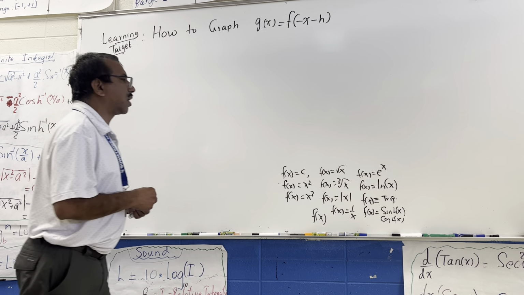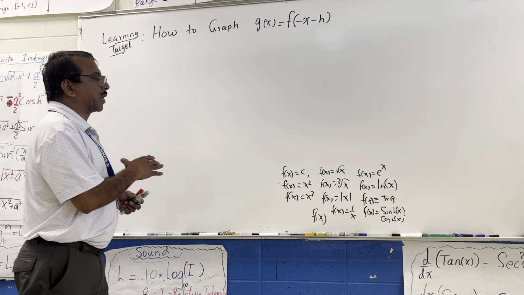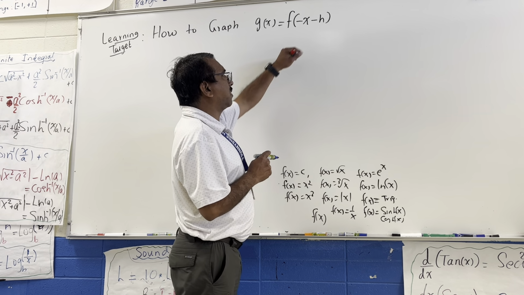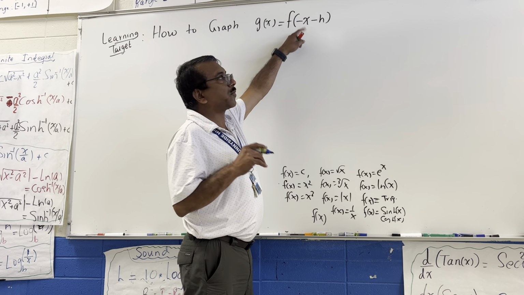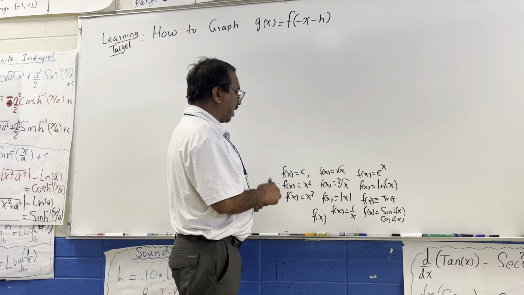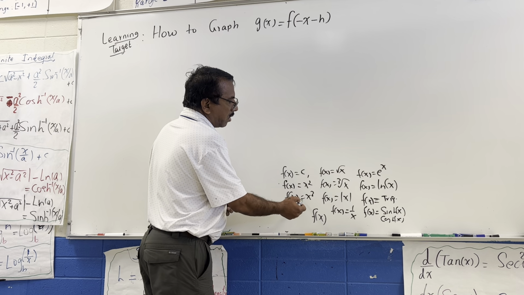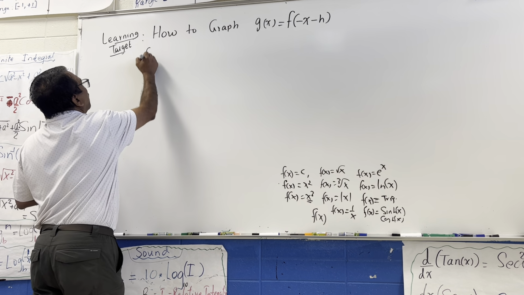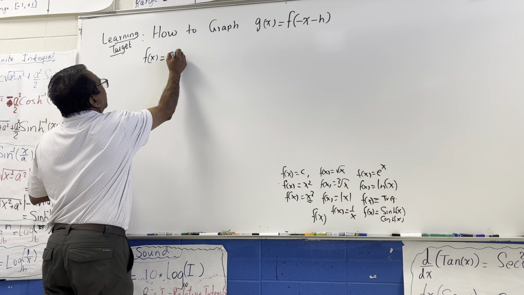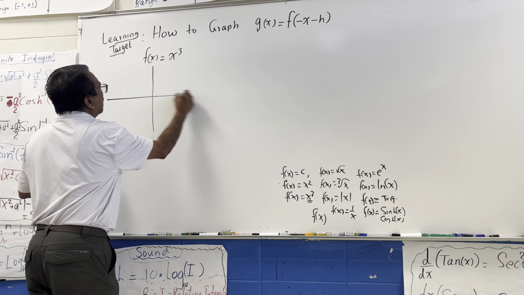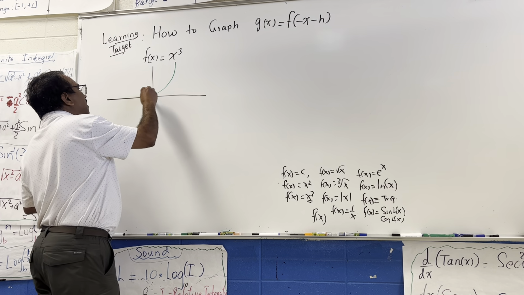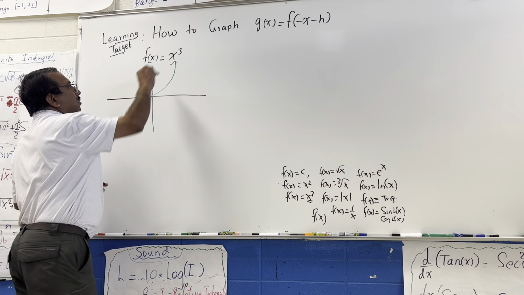So the question is, how do we transpose a function of this form? I'm going to take an easy example. Let's say I'm working on x cube. So we know the graph of f(x) is x cube, and how does the graph look like? This is the graph of x cube, right?